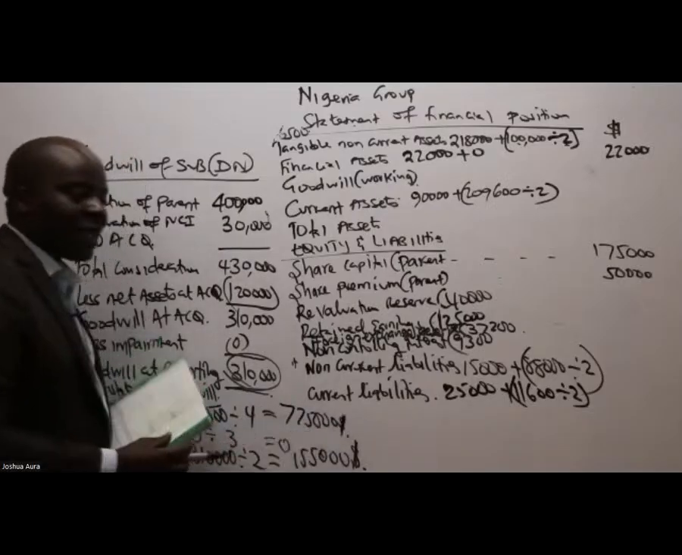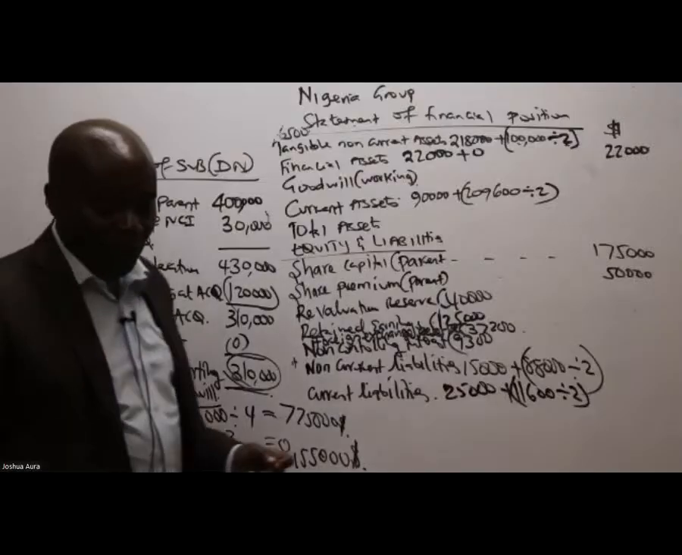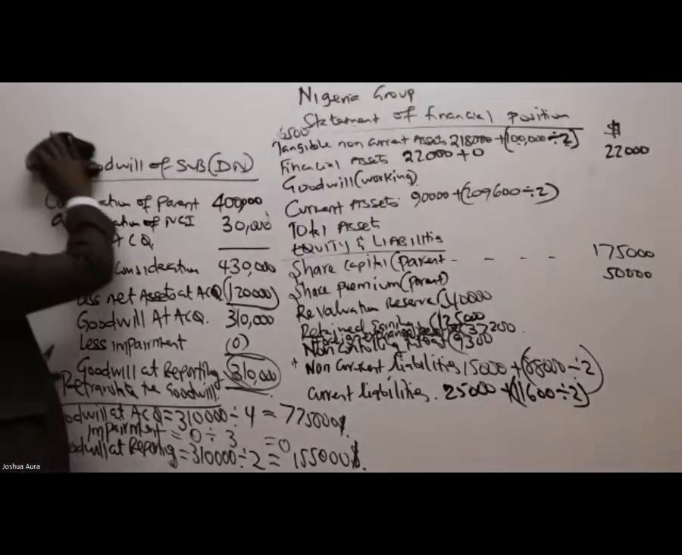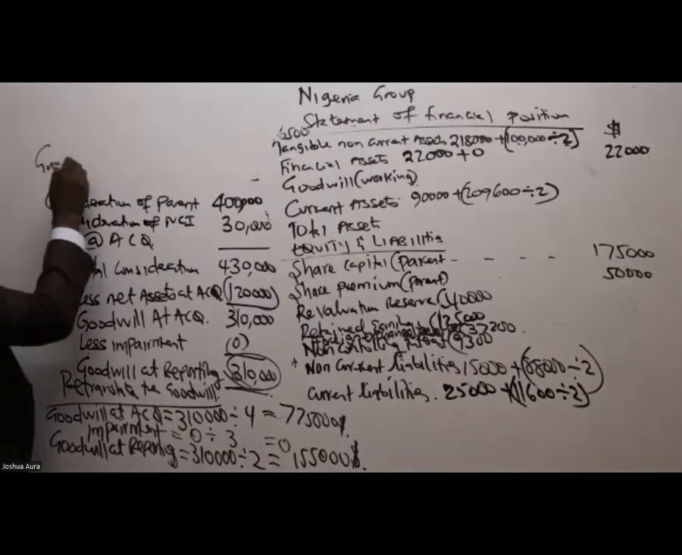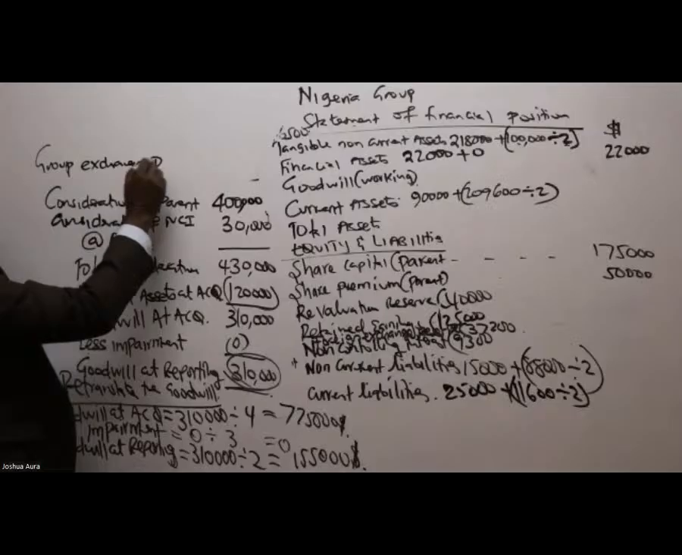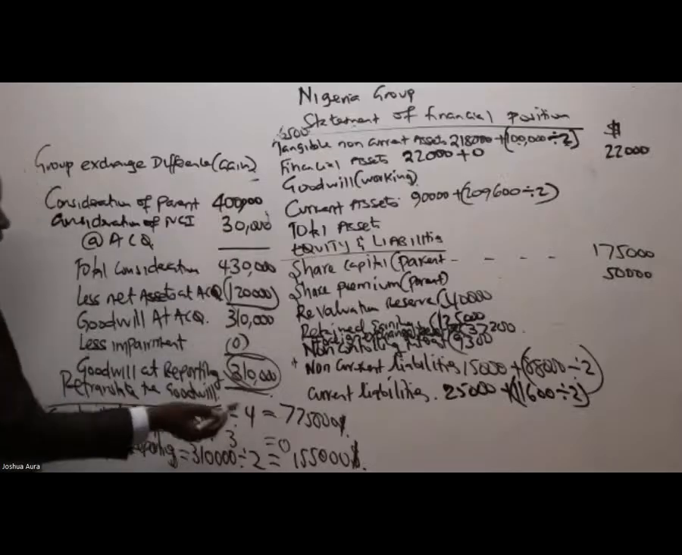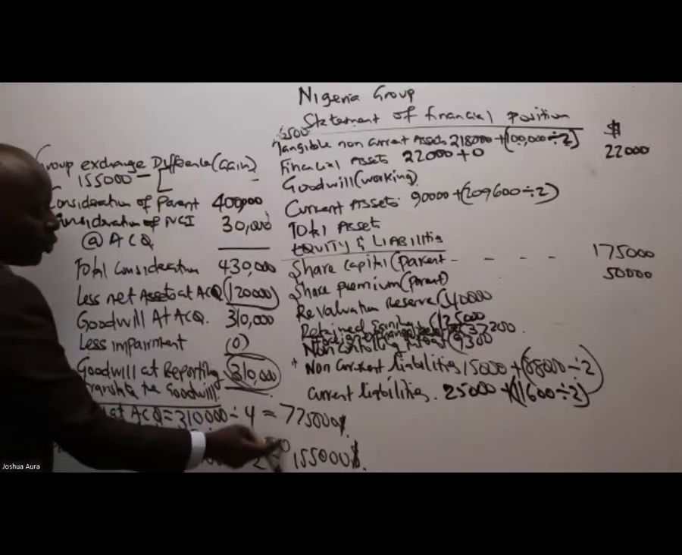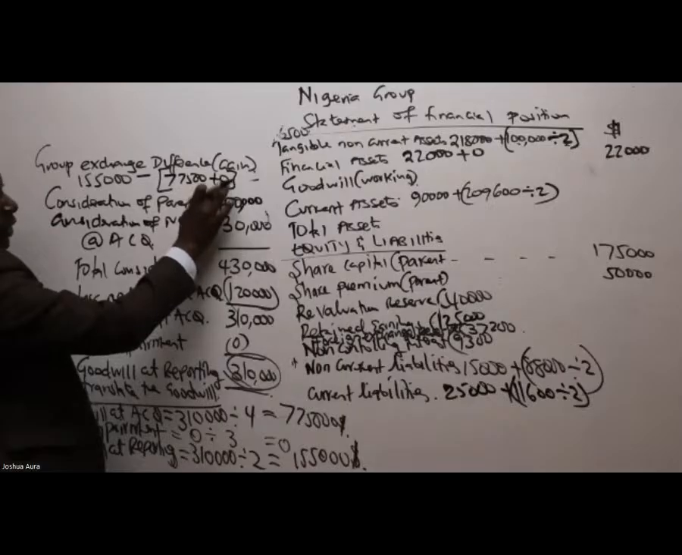So just like we did with net assets, now go ahead and give us the group exchange difference for goodwill. In this case I will take the closing amount, which is 155,000, minus these two added together, 77,500 plus 0. Just for your revision, include the 0 there.